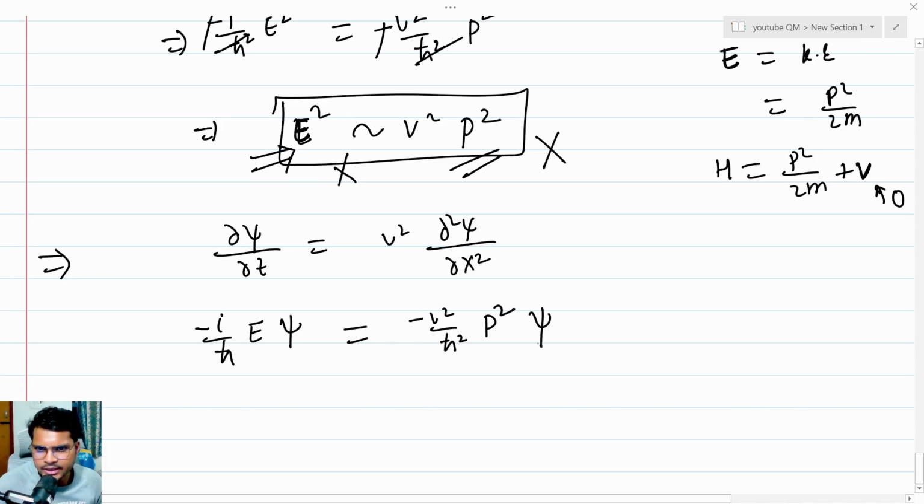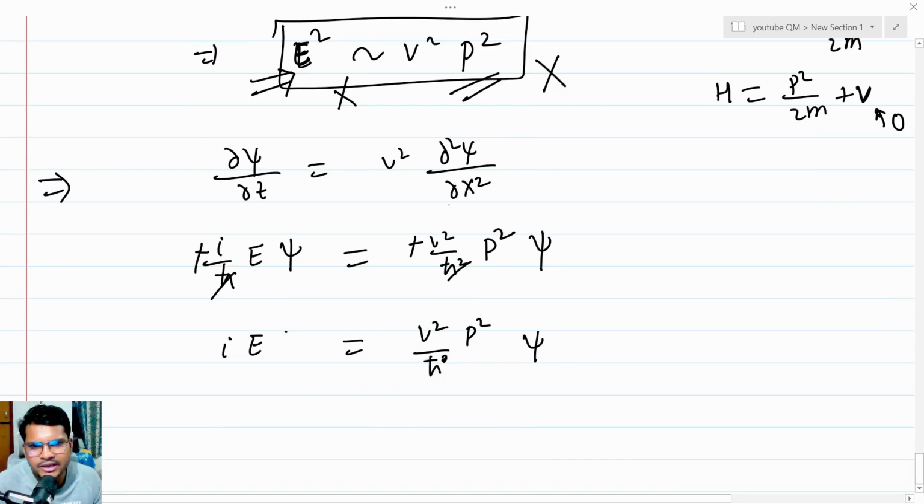Now everything is great. Negative negative will cancel out each other. H bar is gone, psi is gone. v squared p squared by h bar squared. And I told you that this v is for the string, it is velocity, but nevertheless you can treat it as some kind of a constant. But the problem is that over here it is complex. I have to remove this complex.